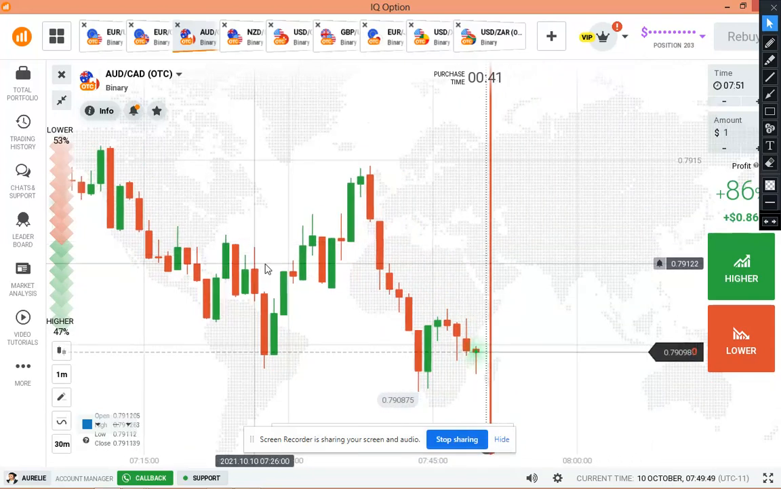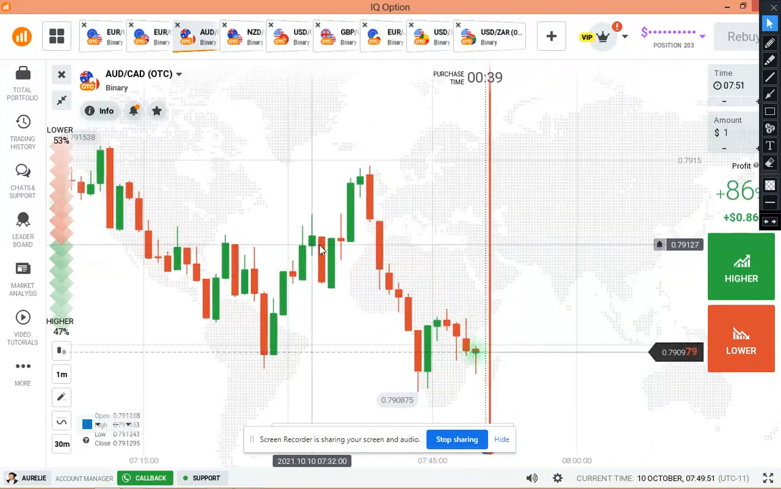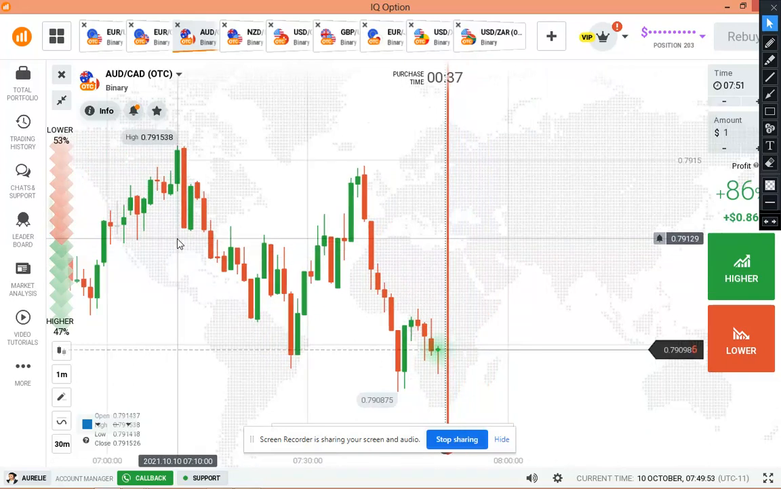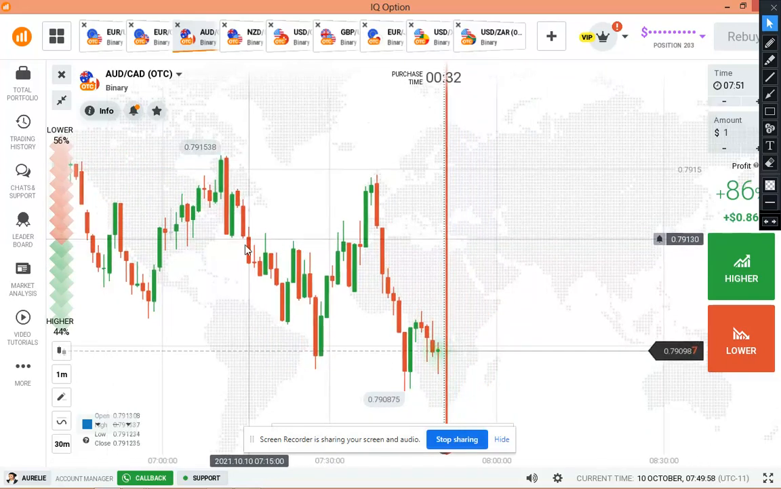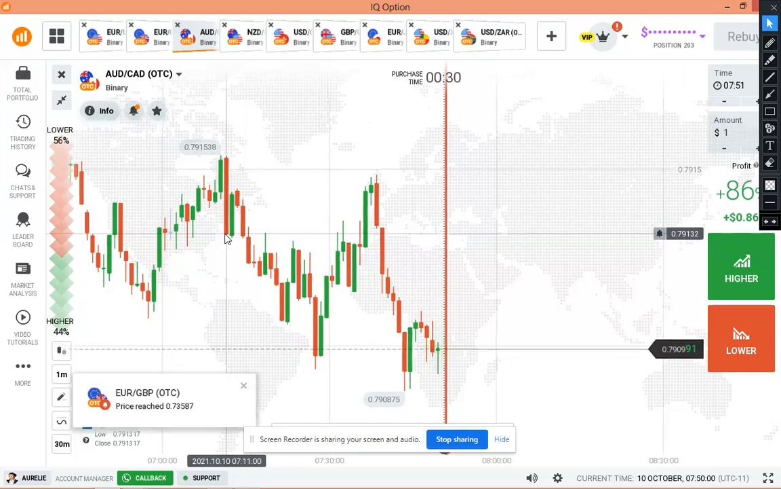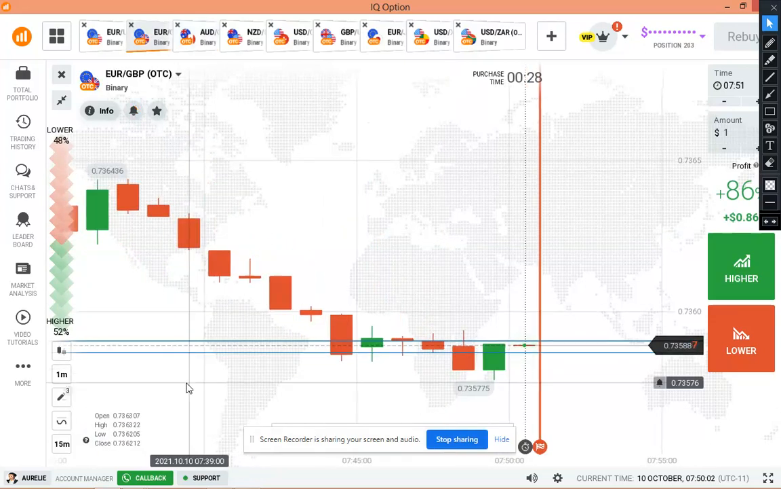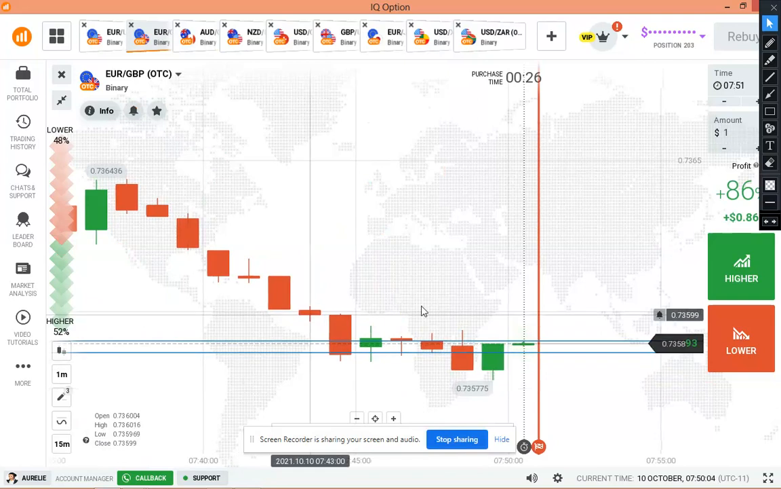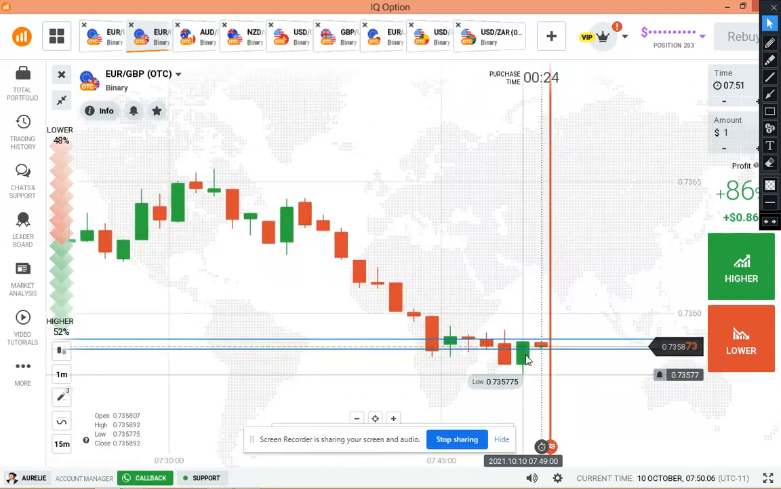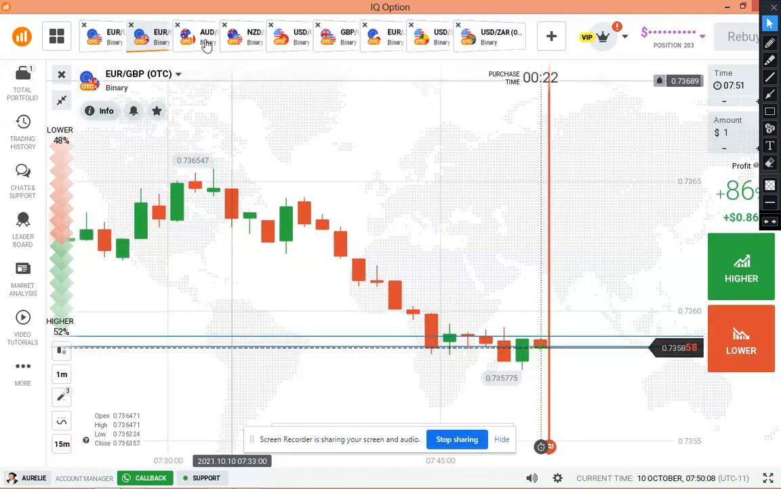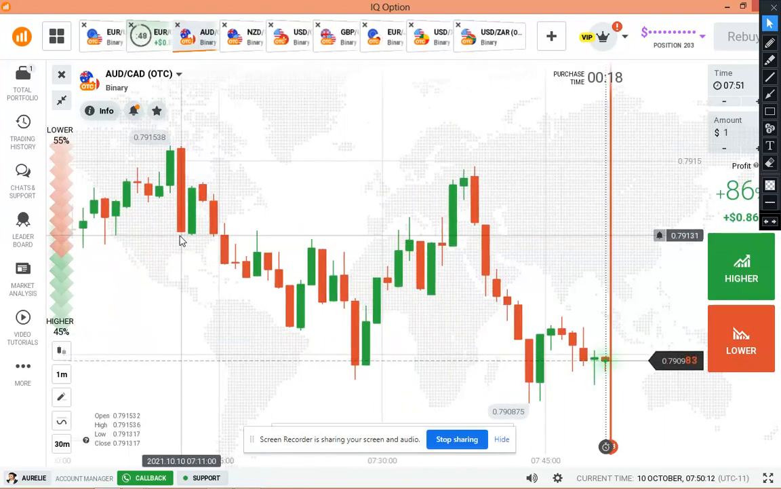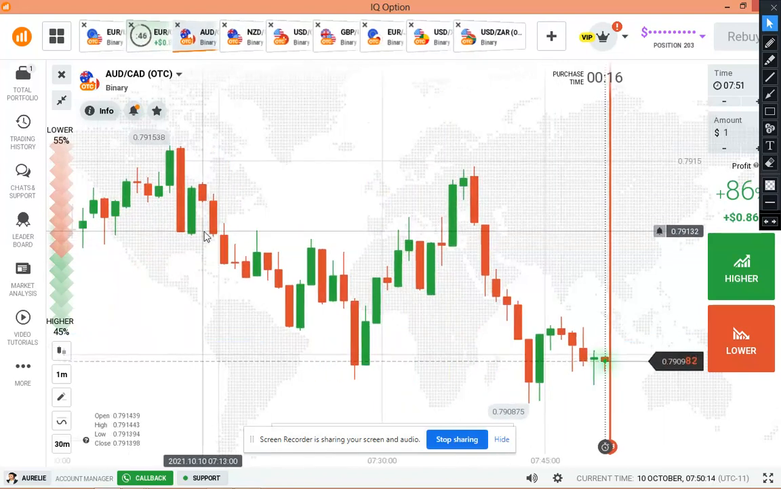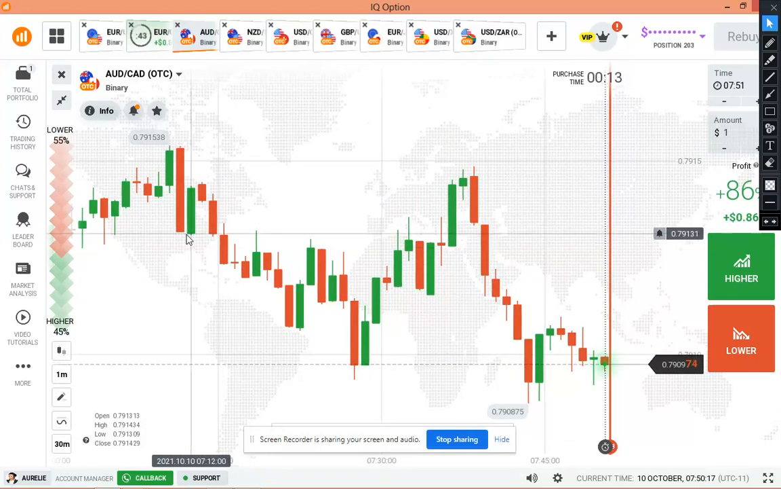So what I'm going to look for is a support that is not respected. Like this is a support that is not respected. So I think, okay, Euro GBP. You see that buyers have already entered the market. I think sellers will enter again on the next candle. So this is a support, and that support is not respected again.